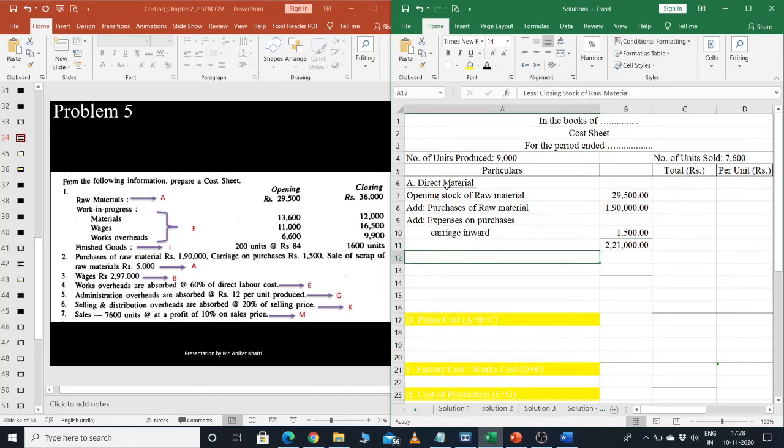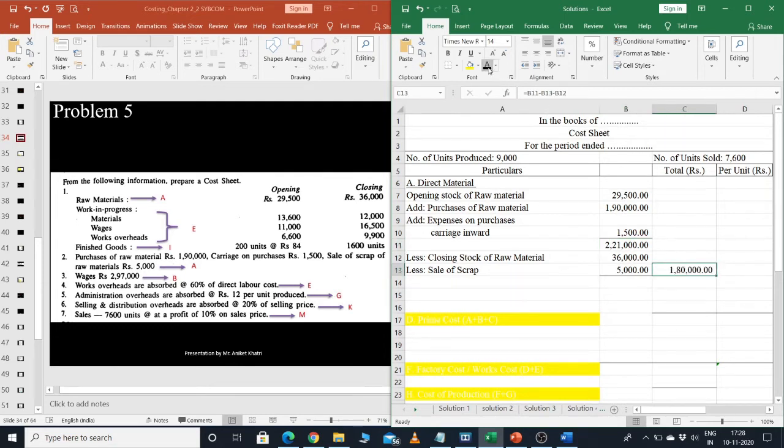Now from this I need to minus the closing stock of raw material, which is 36,000, and scrap of raw materials, which is 5,000. So I'll just minus these two figures from this figure. This gives me the direct material consumed, total rupees. And for per unit, I just need to divide it by 9,000. So it is rupees 20. Okay.